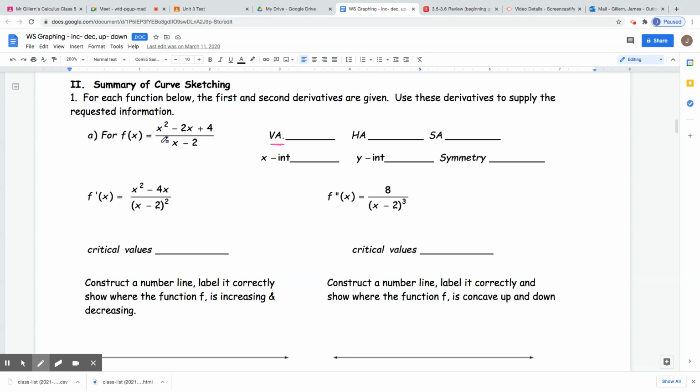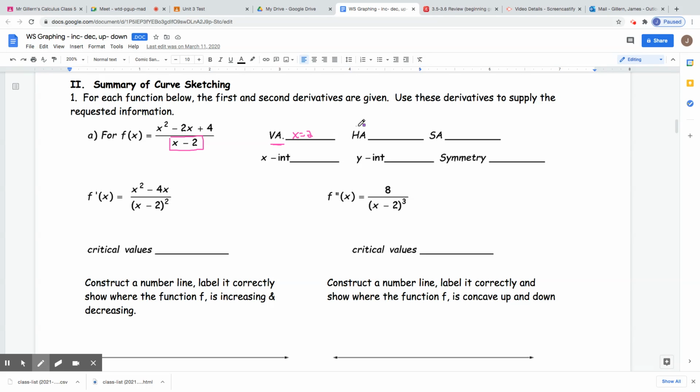Well, you find a vertical asymptote by setting the bottom of the original equal to 0. Remember, all 6 of these things up here have to do with the original. Don't worry about the derivative, the first derivative, until you get to increasing, decreasing. You worry about the second derivative with concavity. All of the asymptotes, the x and y intercepts, and symmetry have to do with the original. So we set the bottom equal to 0, and it's 2. So you write x equals 2. That's it. There's your vertical asymptote.